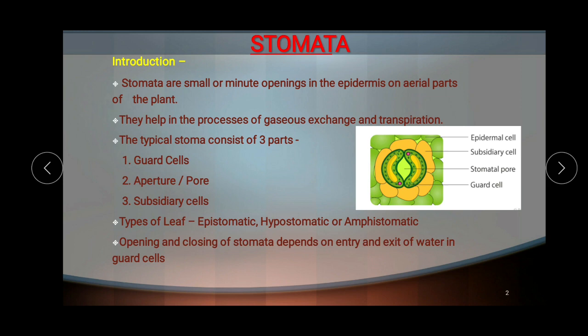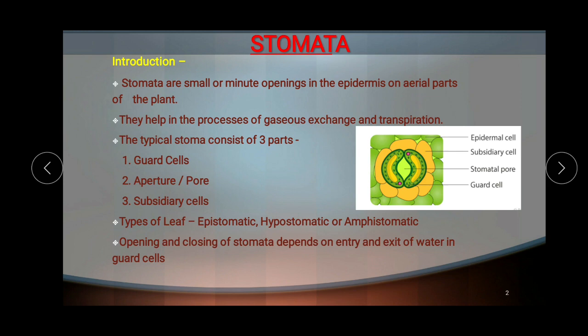The guard cells are very important for the functioning of the stoma, because these guard cells are osmotically active and they have chloroplasts. That means they perform photosynthesis. They manufacture their own food material. Guard cells are the only cells of the epidermal layer which have the capacity to perform the process of photosynthesis. All other epidermal cells are non-photosynthetic.